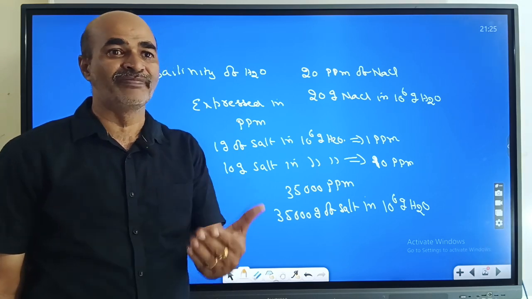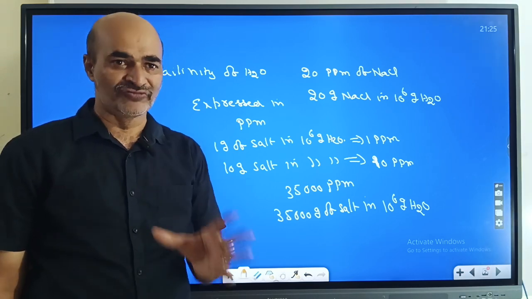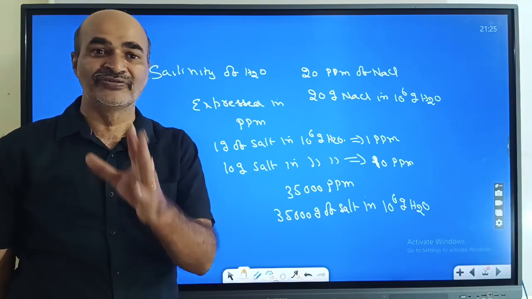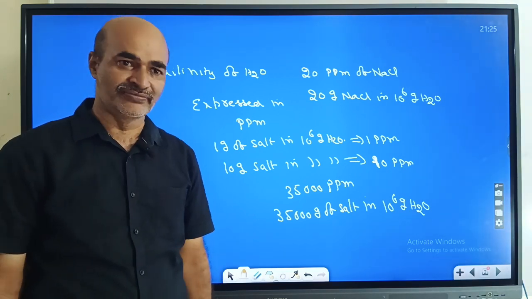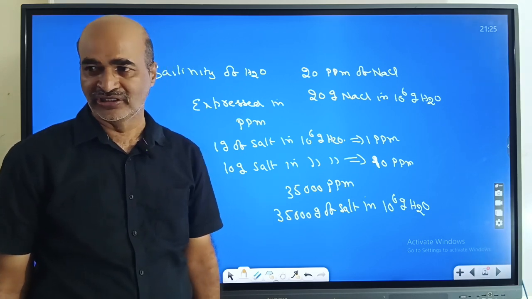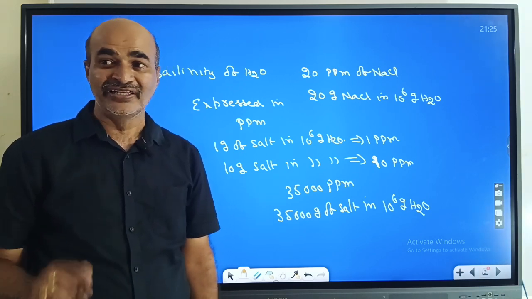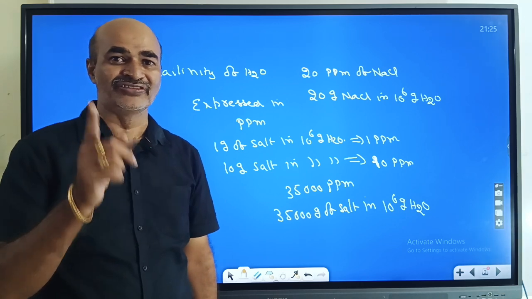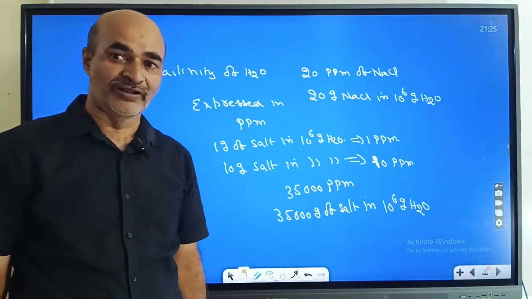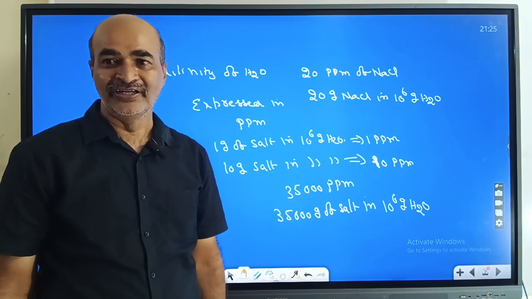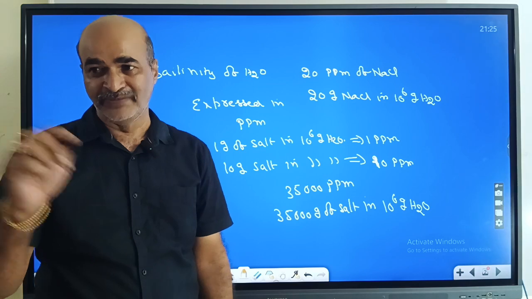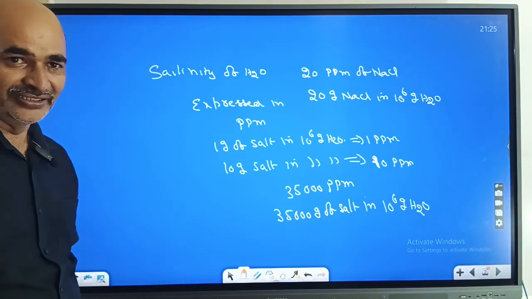What is meant by 1 ppm? 1 gram of salt dissolved in 10 to the power of 6 grams of water. What is meant by 20 ppm? 20 grams of salt dissolved in 10 to the power of 6 grams of water. But sea water has 35,000 ppm. It means if you take 10 to the power of 6 grams of water, it has 35,000 grams of salt. That is ppm. Okay, clear?